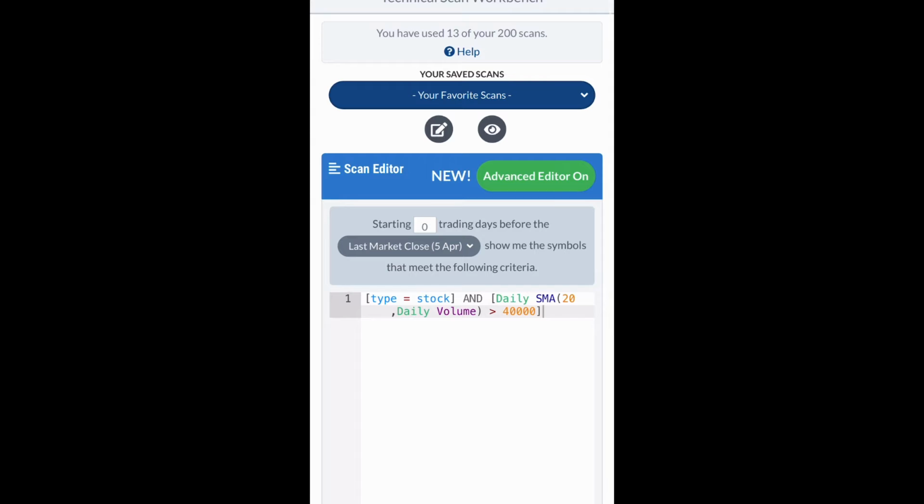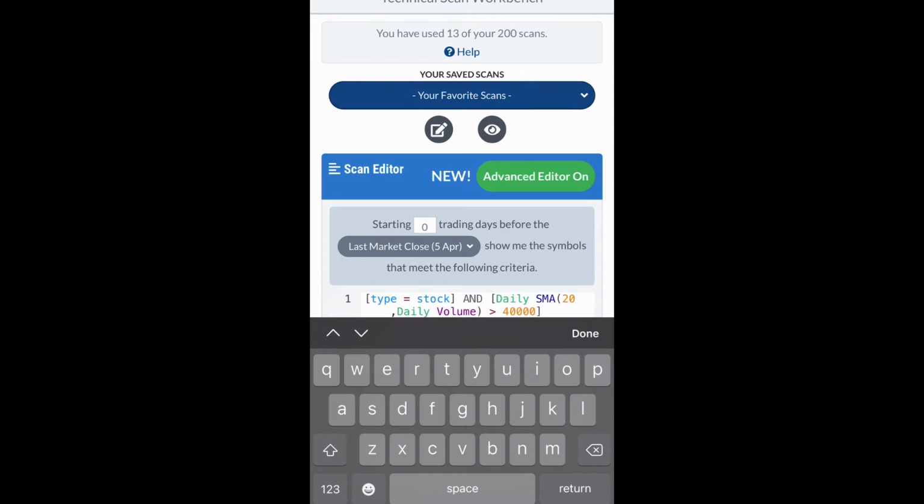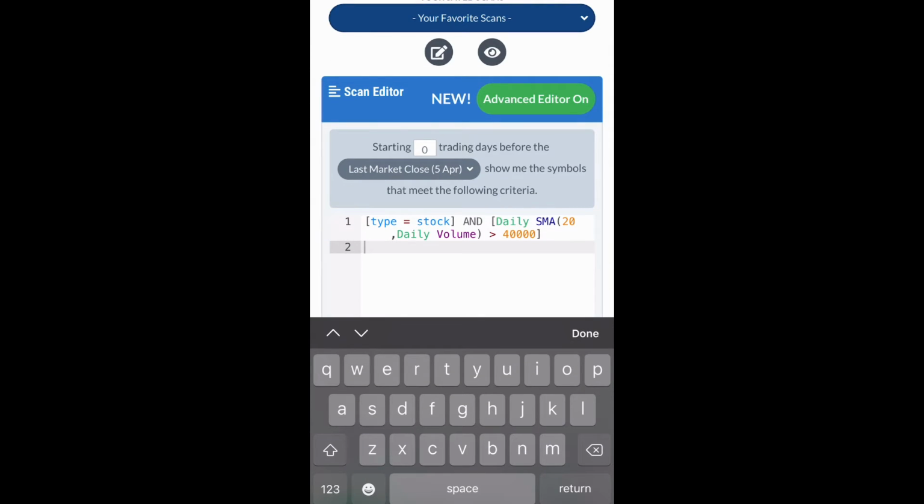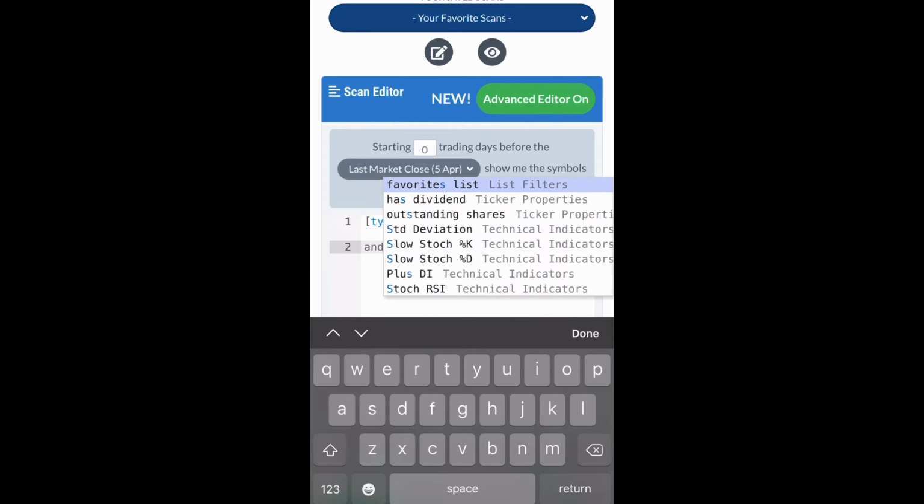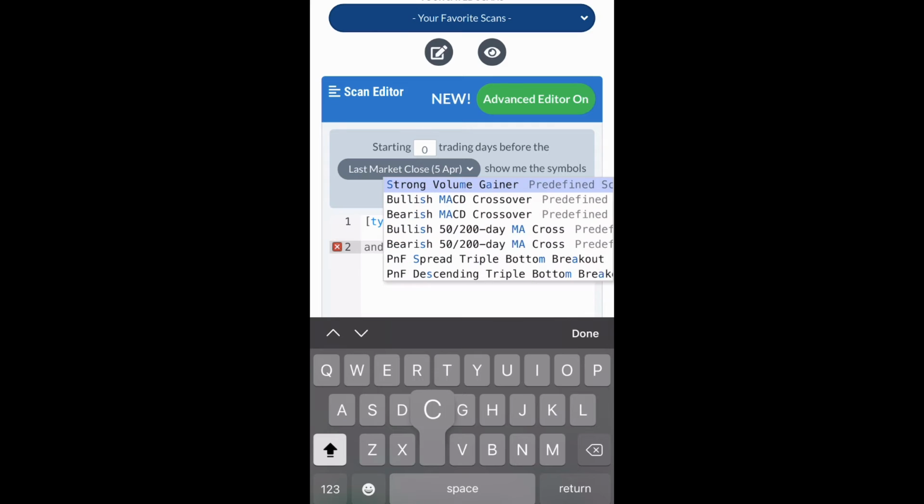So just like every stock, you're going to start off with the first line being the type is a stock. For this particular scan, we're going to look for stocks that are cold, so to speak, or undervalued. We're going to be looking at the MACD for this. So we want to see that the MACD signal and the MACD line, both of them for today, are below zero. That's our starting point.